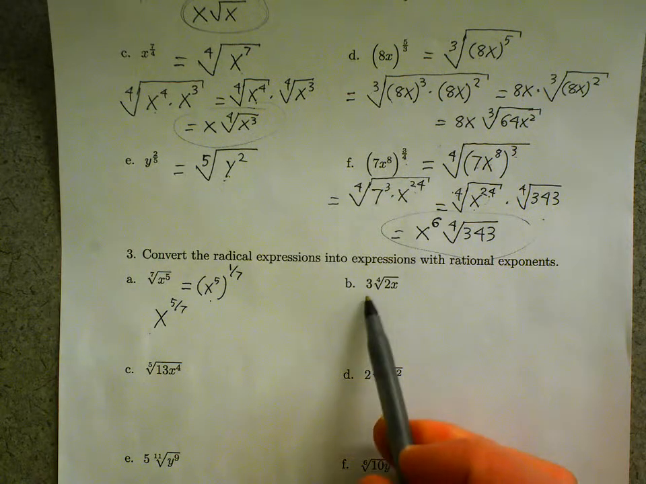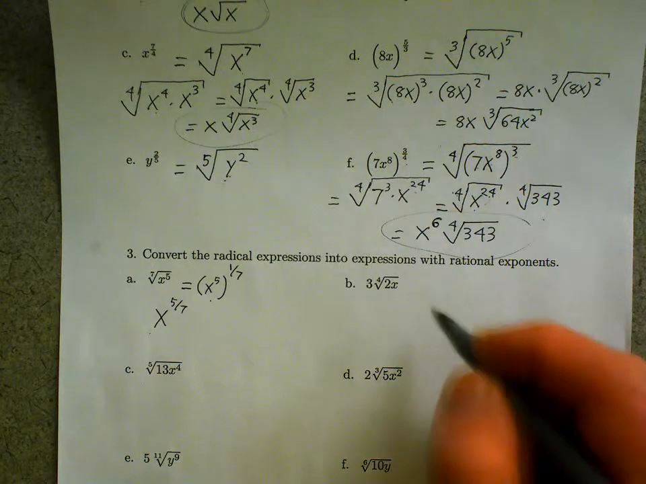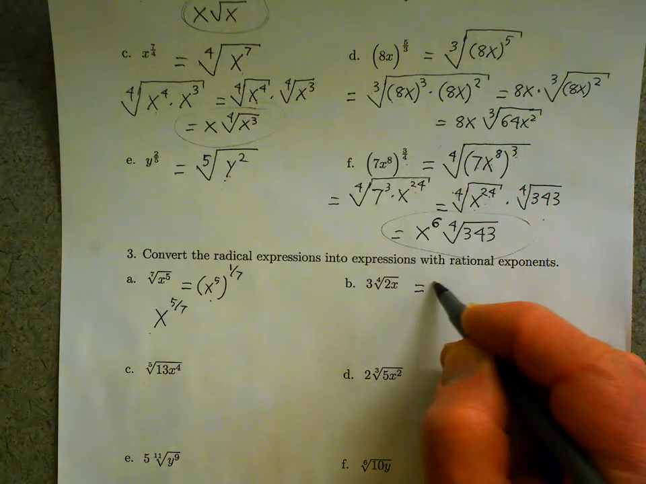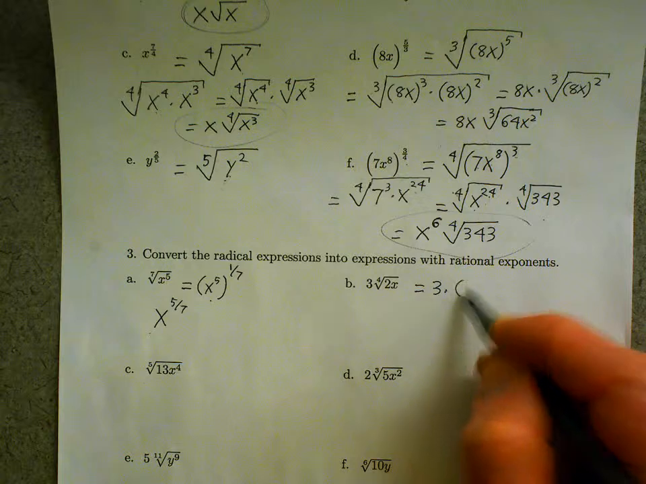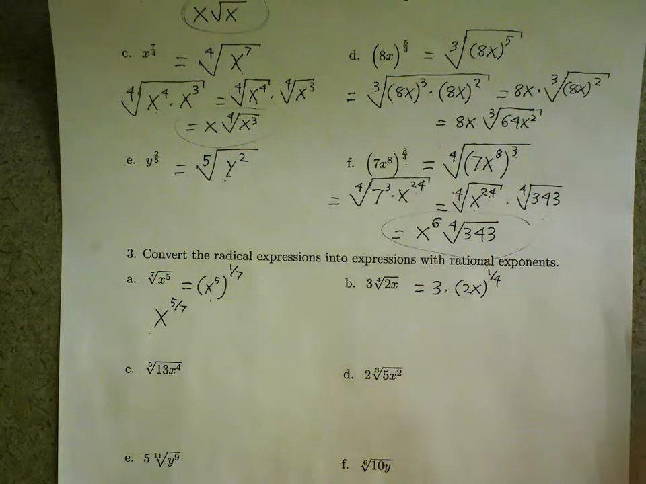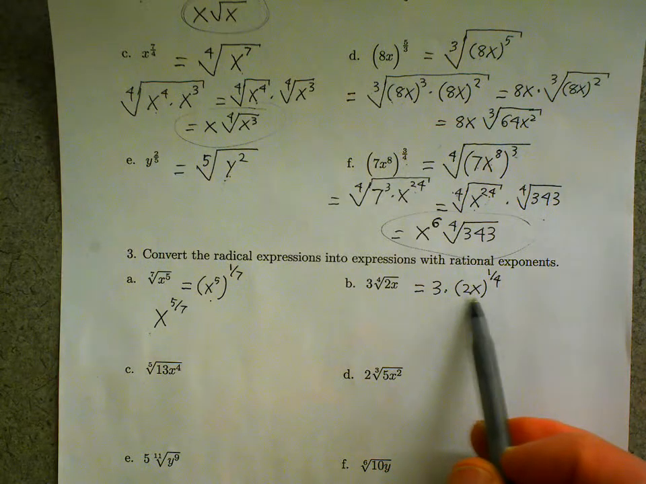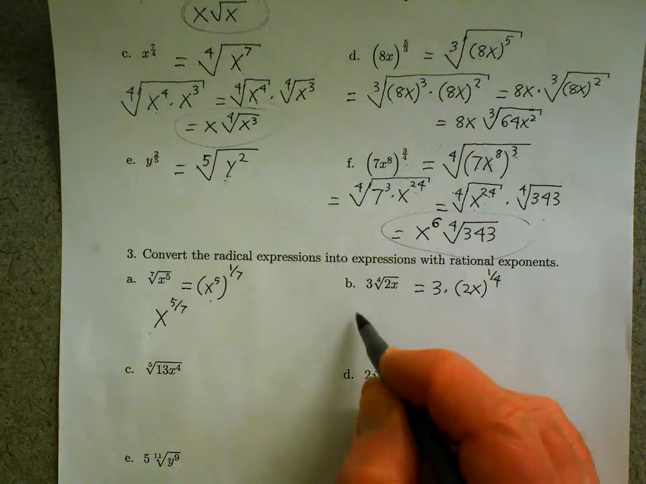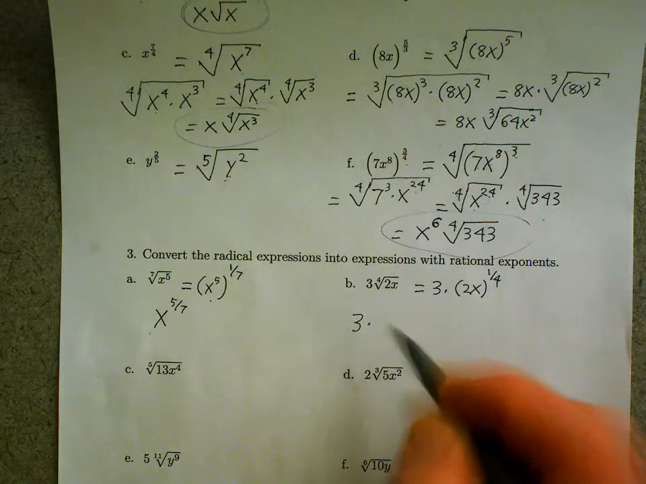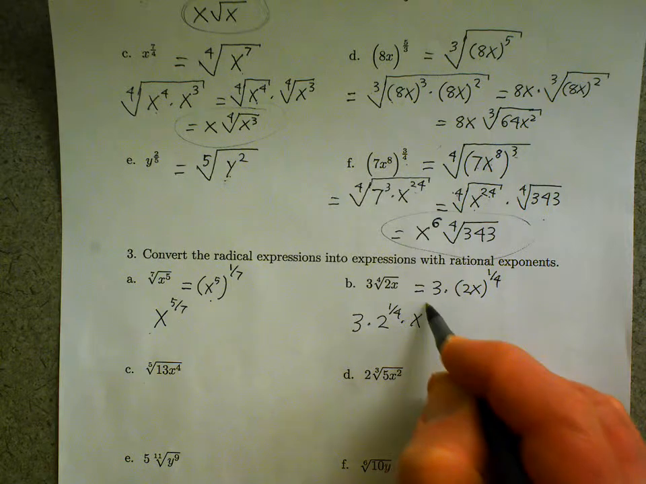All right, the next one, we have 3 times the 4th root of 2x. So this is 3 times the term 2x to the 1/4. So we need parentheses around 2x. So this is an okay answer if you want to leave it like this. But we could also write it as 3 times 2 to the 1/4 times x to the 1/4.